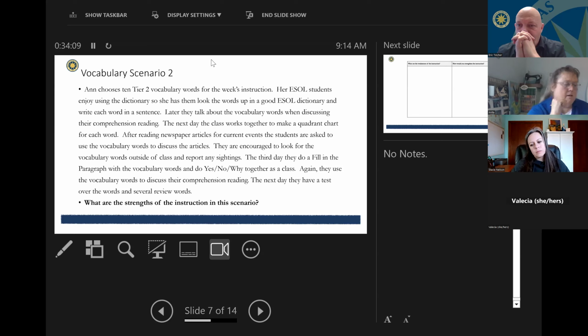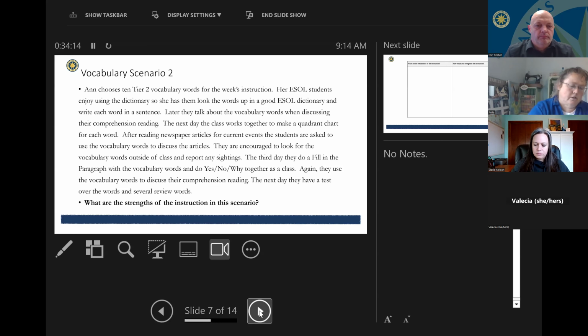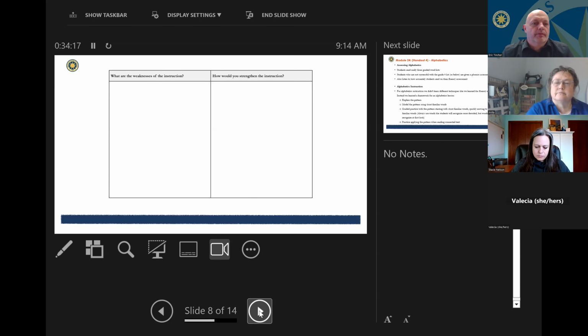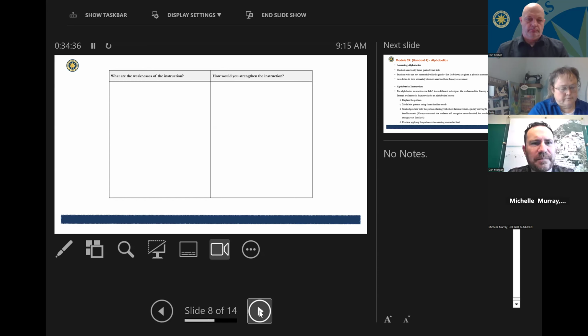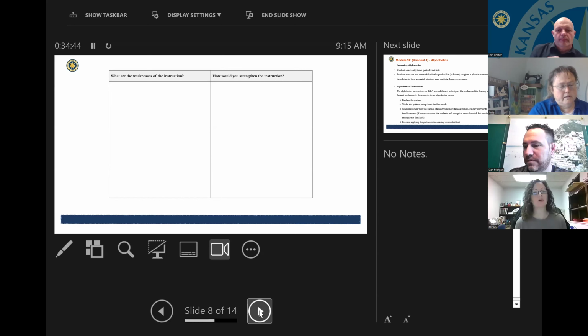All right. Okay, so what do you think are some of the strengths of Anne's instruction? I like how she makes them look around for it and use the words in discussions, makes it applicable. Multiple avenues of recognizing the words and seeing them and using them. Yep. Very good. She carries it over into the comprehension lesson as well.